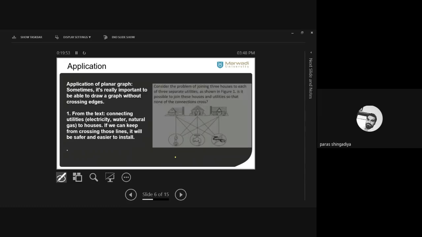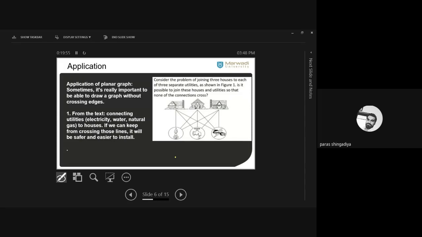Here one picture is shown. You can also search this picture. That is one of the famous problems, the home utilities problem. There are 3 homes and 3 utilities: electricity, gas, and water pipeline. You have to apply the connections to the 3 houses in such a way that there is no cross between any 2 connections. Right now that is the situation here: 3 houses and 3 utilities, and you have to give all 3 connections to all 3 houses.